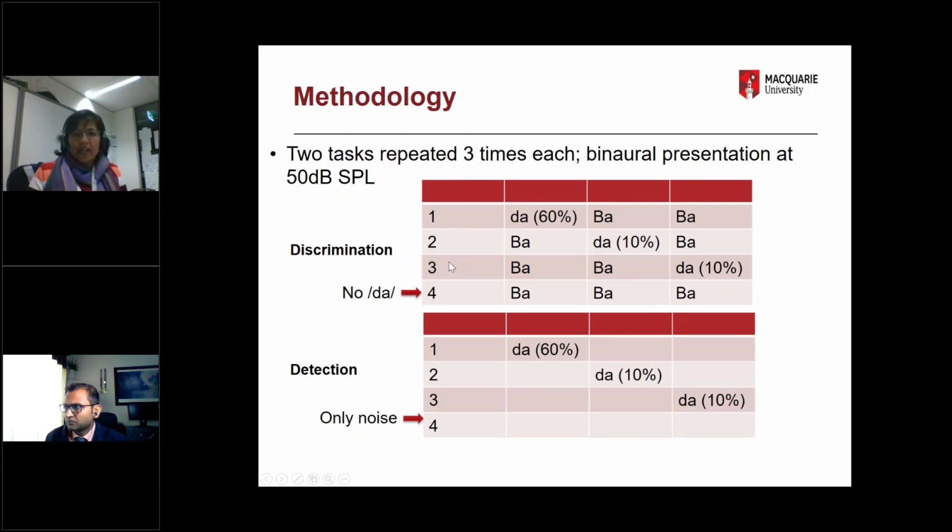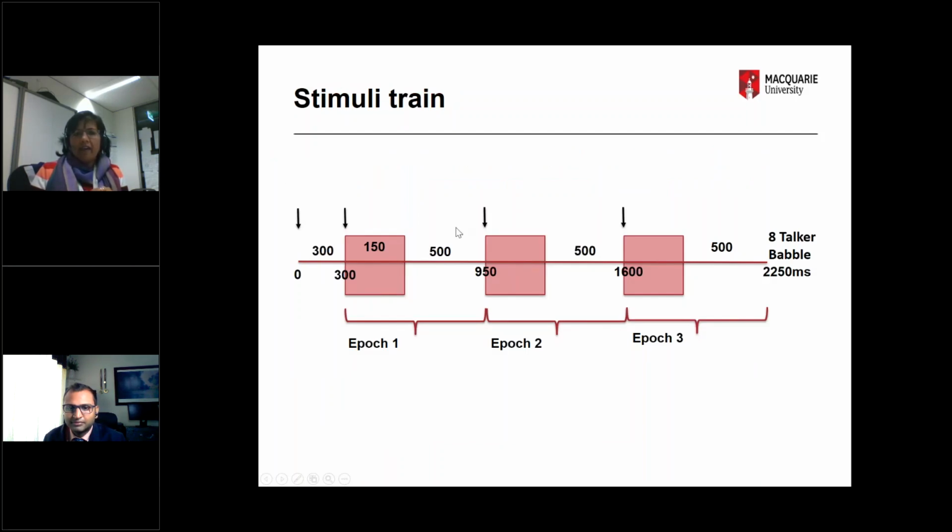In discrimination, we changed the probability. The moment the noise started, we had 60% DA, and I really did not expect a P300 to happen here. But then we had only 10% of the time that DA would have a slightly later occurrence, and another 10% that it would be towards the tail end of the noise. And then we had the detection task, where we didn't present BA at all, it was just DA. Again, I thought we should be able to get a P300 perhaps in these two, because the probability is so low.